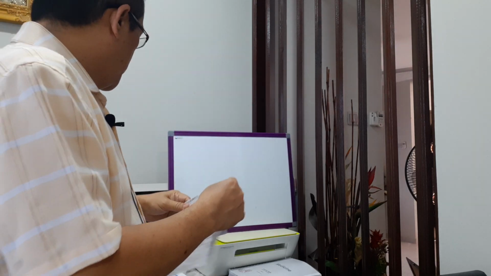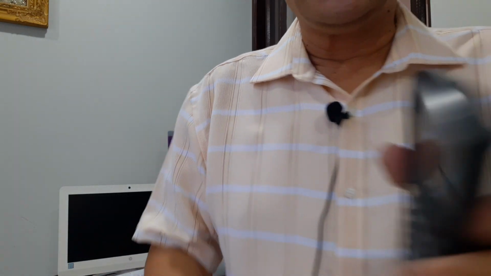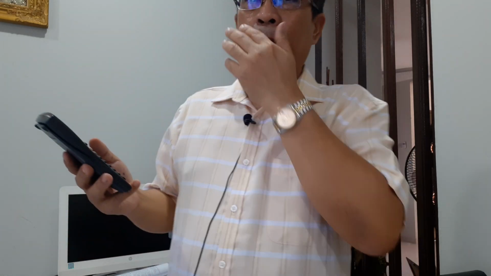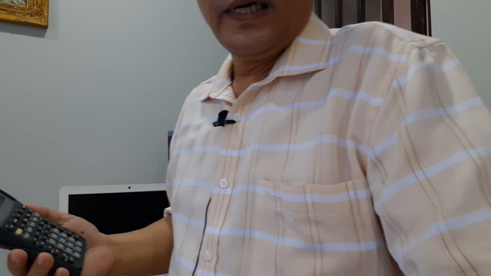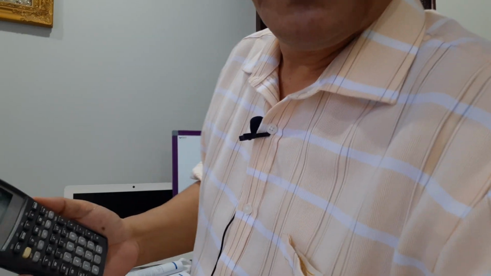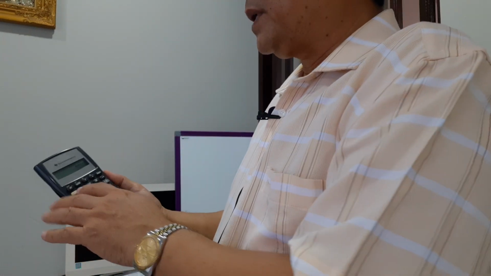Okay, let me show you how to solve this problem using a financial calculator. Because as you know, in finals or even in tests, PVIF tables will not be provided to you. So you have to use the financial calculator. Okay, as usual, make it a habit: once you switch on the calculator, you must make sure you clear all the previous work.